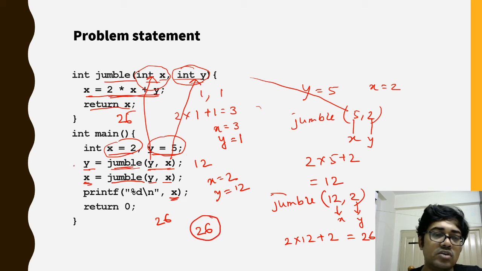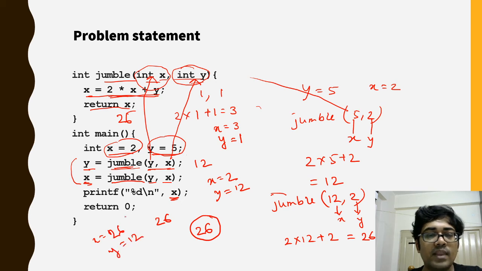That means after execution of these two lines, the values of x and y are changed. So x is changed to 26 and y is changed to 12. So the problem is very simple. The only trick is the variable names. The names are a little bit confusing, because in the main method also we declare the variable x is equal to 2 and y is equal to 5. In the jumble method also we are taking x and y. So this is confusing, so don't be confused. Always think that these x and y are local to jumble and those x and y are local to main.